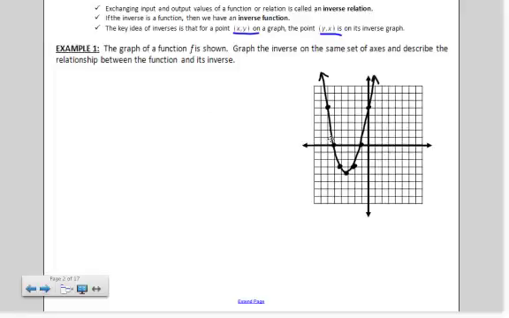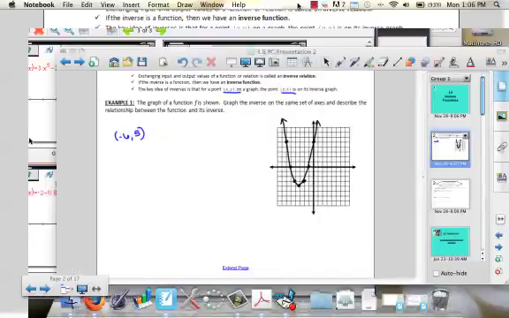Now on your notes, it does not have the parabola drawn there, so you have been given the points. While we write down what the points are, because we're going to do something with those, go ahead and plot those points. Negative 6, 5. Pause the video, and as soon as you're done, come back and we'll graph the inverse.